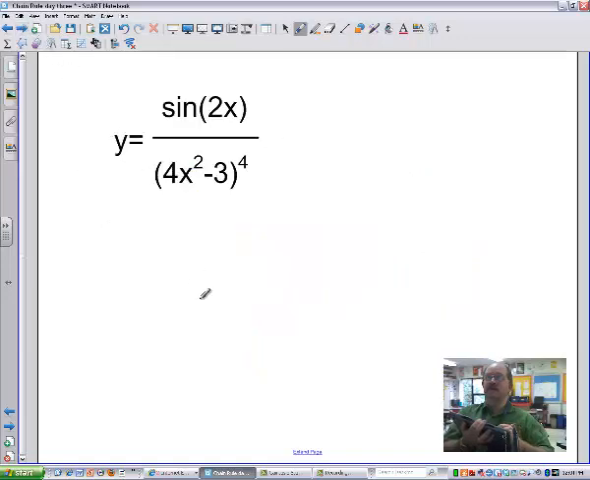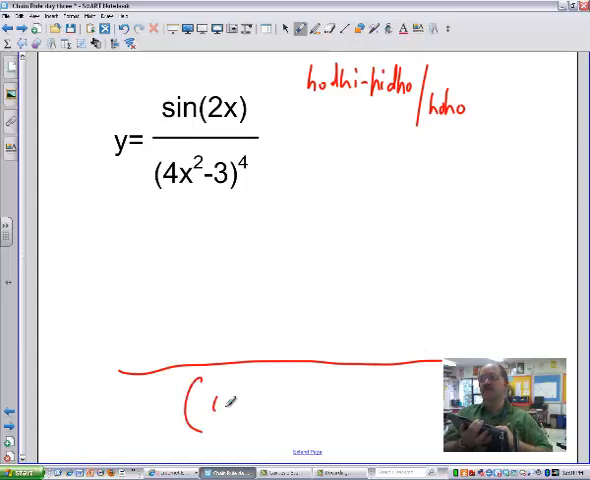Then there's this one. How do we do this? This is going to be the quotient rule, okay? So quotient rule, so ho d high minus high d ho over ho-ho. So the bottom part's easy. We can do the ho-ho part really quick. It's always my favorite part to do. 4x squared minus 3. It's already to the 4th, so if we square that, it's going to be to the 8th. Okay, because you do the exponent thing.